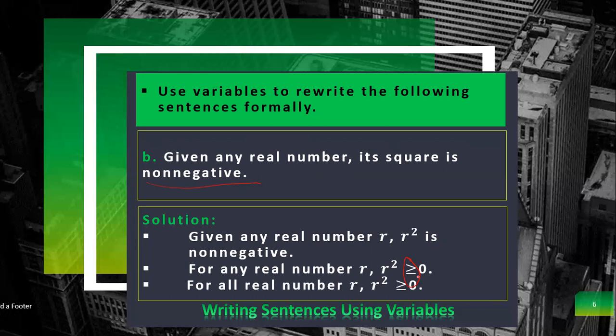We can also write this one as, for all real numbers r, r squared is greater than or equal to 0. So in this example, the difference is just that you use the word any, and in this solution we make use of the word all. Right? But the thought of this is the same as this one. We just translated or rewrote it in the following sentences.